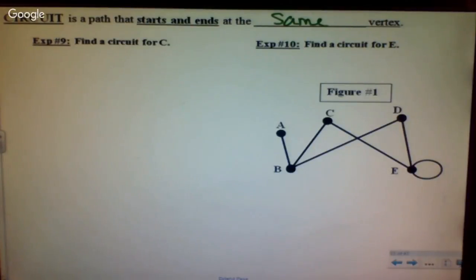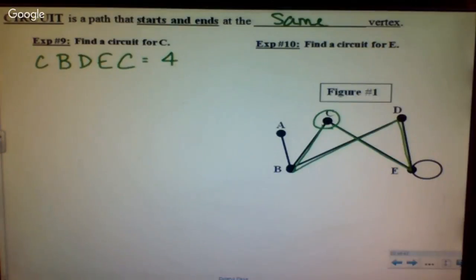So, example number 9. If I start at C, I need to go back to C. How can I go? C, B, D, E, C. You said C to B, B to D, to E, to C. Okay, that works. C to B, to D, to E, and back to C. How long is that circuit? 4.